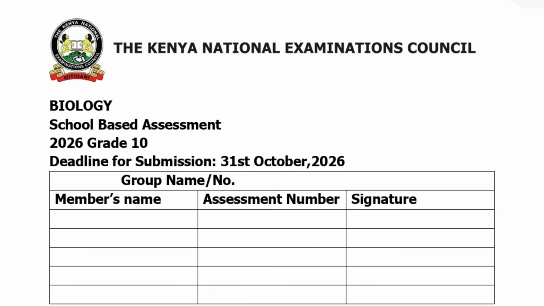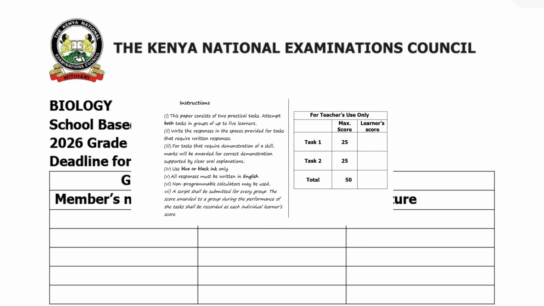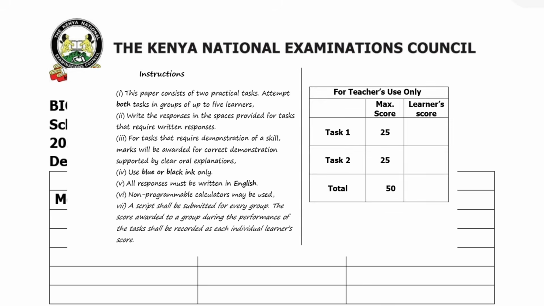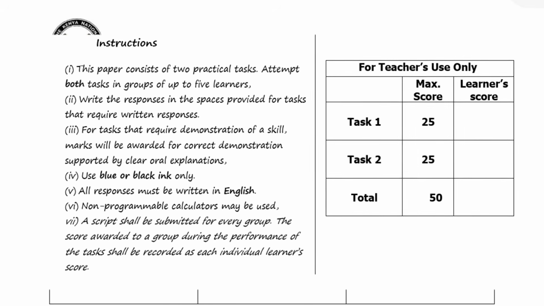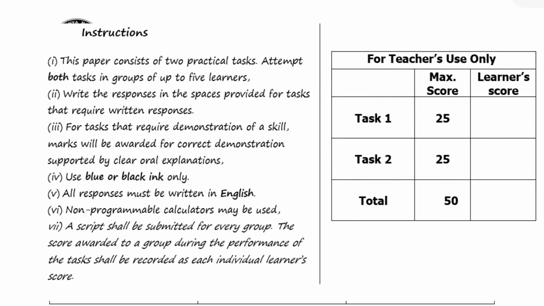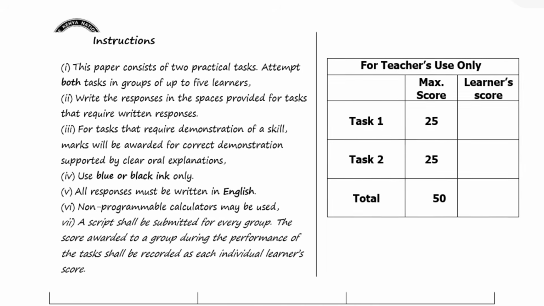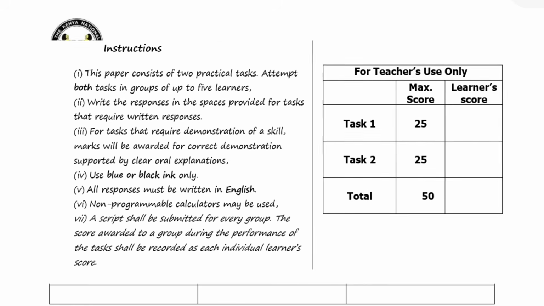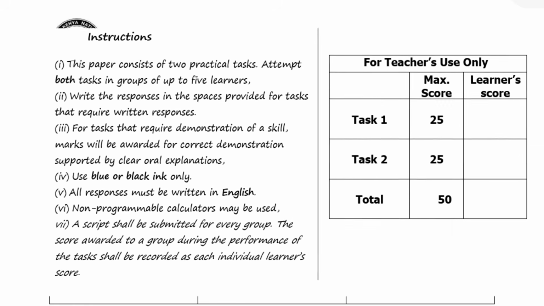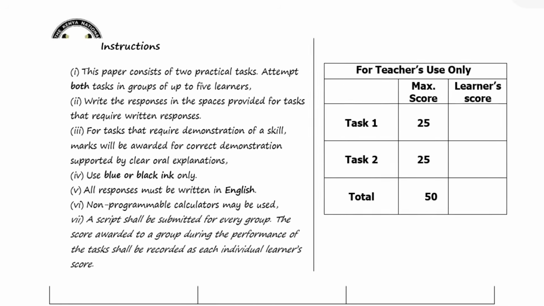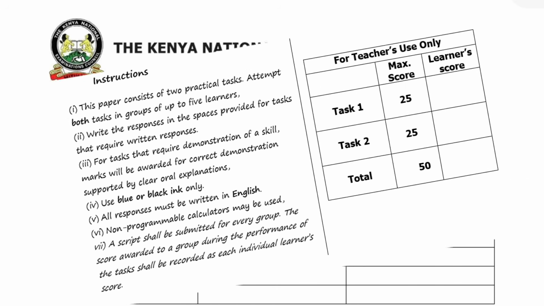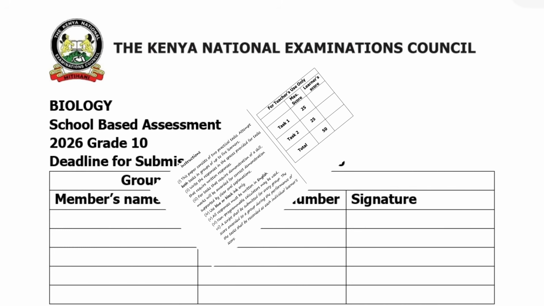Here are the guidelines. This paper consists of 2 practical sections and you are supposed to attempt both tasks in groups of up to 5 members. Write the responses in the spaces provided for tasks that require written responses. Use blue or black ink only. All responses must be written in English, except Kiswahili.